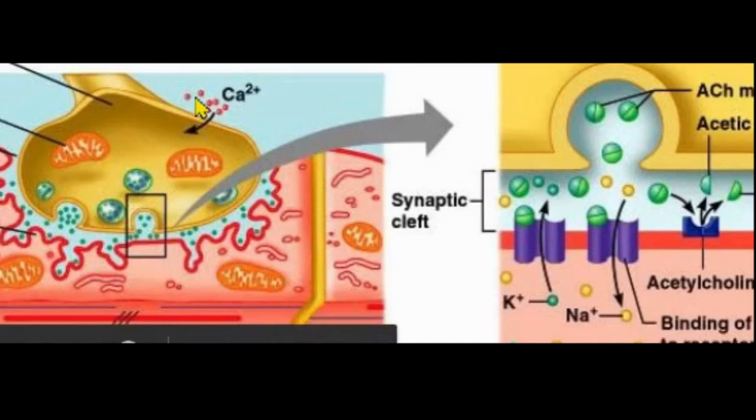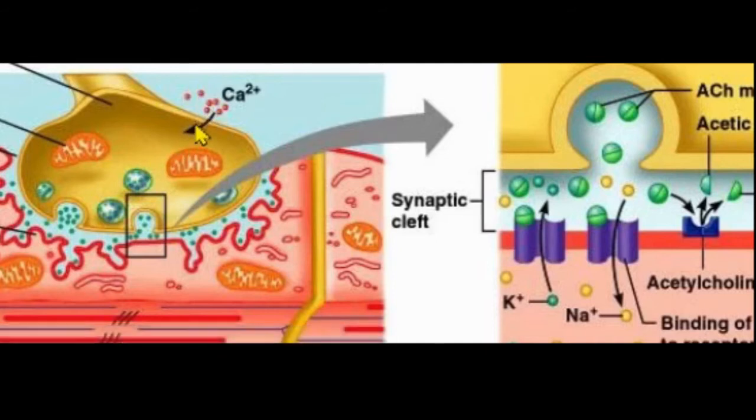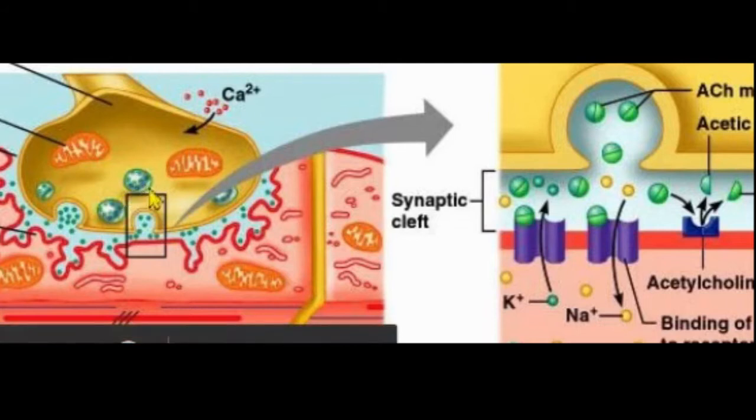So calcium gets in. You see it right there through these voltage-regulated channels. And these vesicles right here are full of acetylcholine, and they're going to bind to the membrane of the axon terminal and release their acetylcholine into the synaptic cleft right here. We see it over here. Here's the acetylcholine getting released into this cleft.